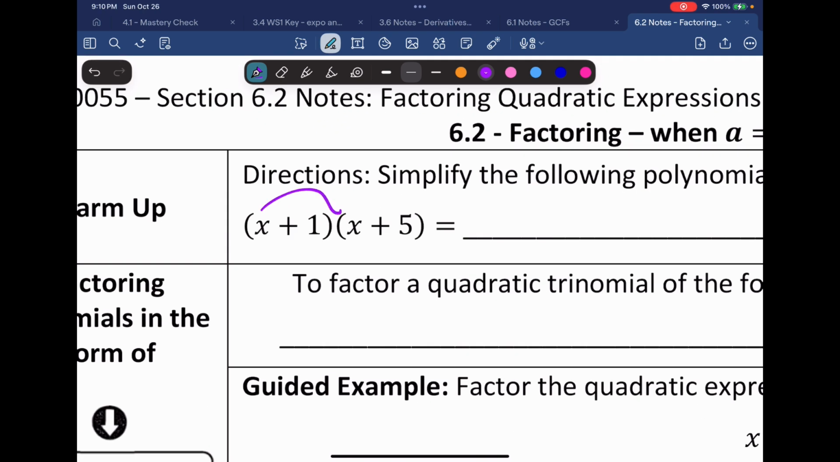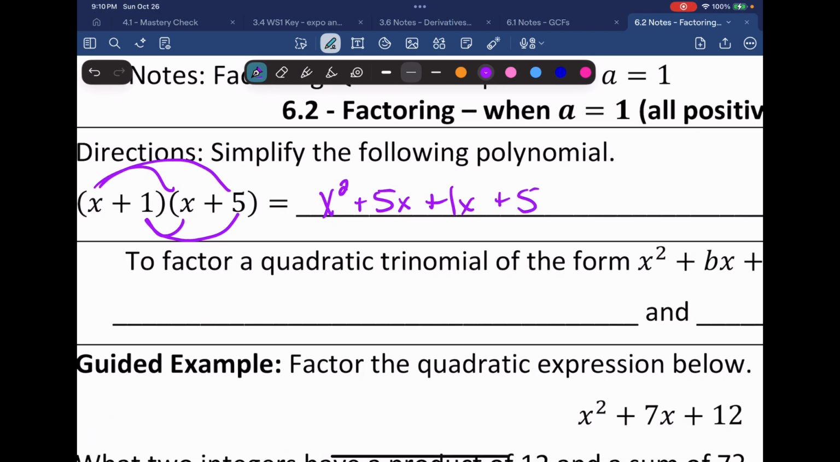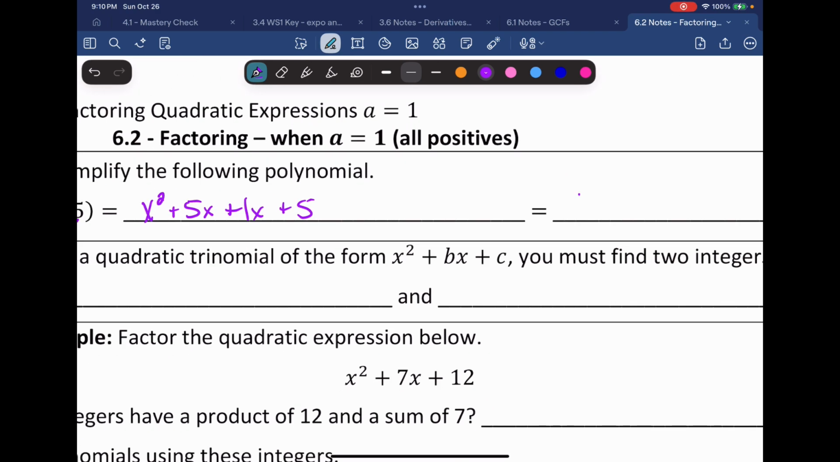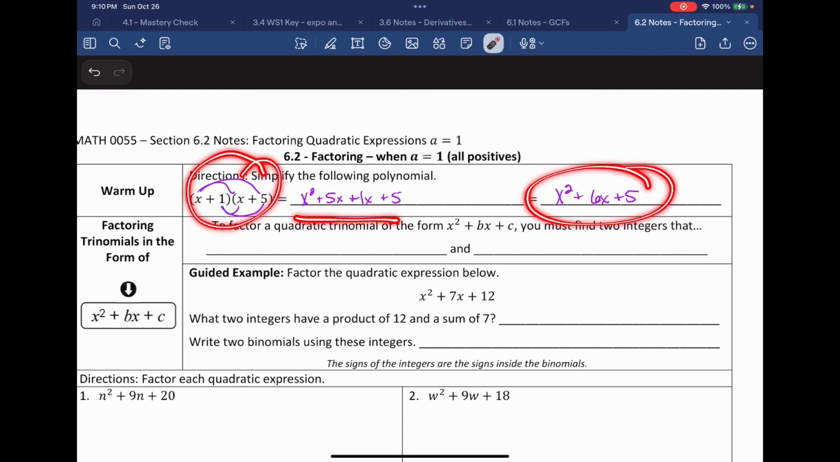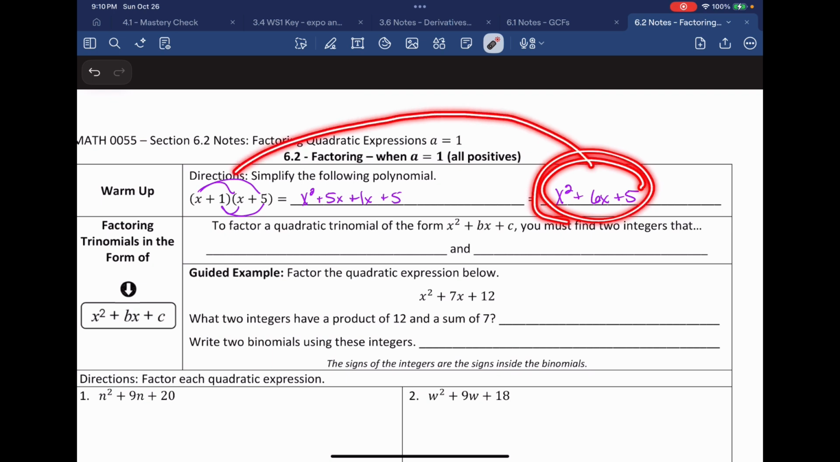X times x, x times 5, 1 times x, 1 times 5. And then we combine our like terms. What we are doing, instead of distributing, combining like terms and getting this quadratic, is we're starting with the quadratic and then going back to the factors. We are undistributing.